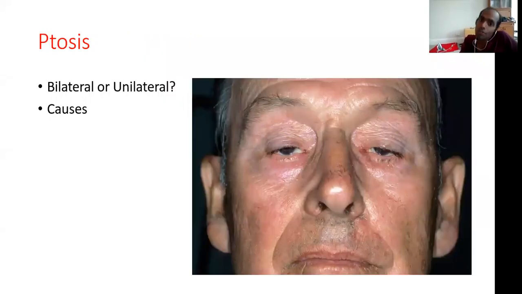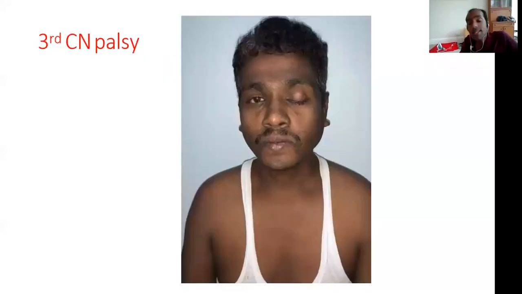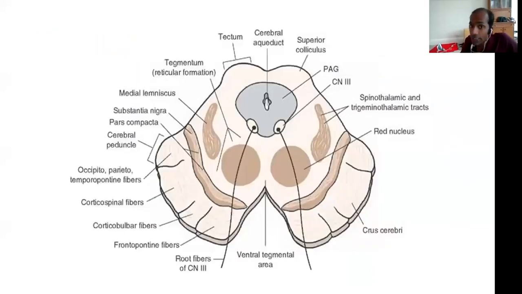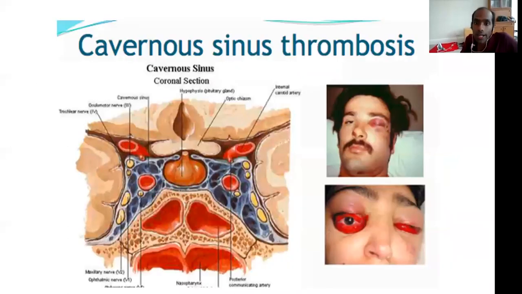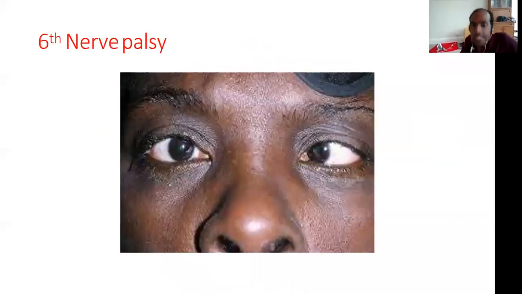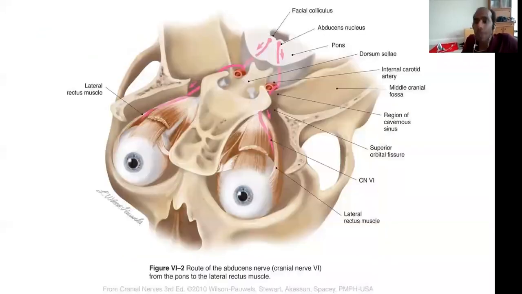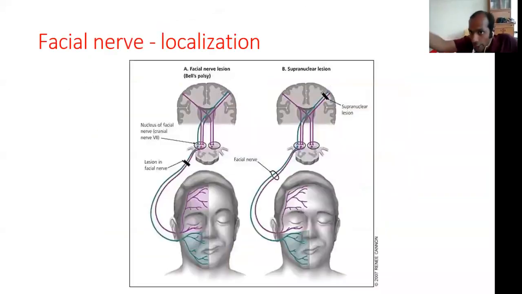So we went through visual field defects, ptosis, third nerve palsy, the course of the third nerve, how you localize lesions along the third nerve, right? Various points. Sixth nerve palsy, where you localize a lesion, various points again. Facial nerve, approach to upper motor neuron versus a lower motor neuron facial nerve palsy.